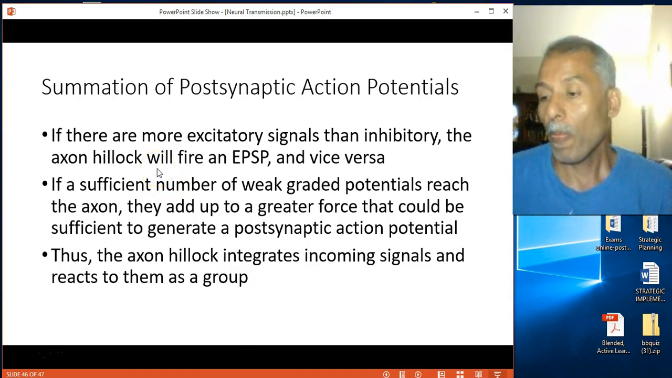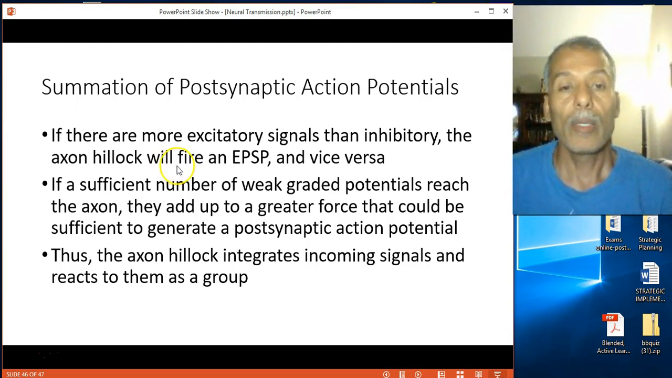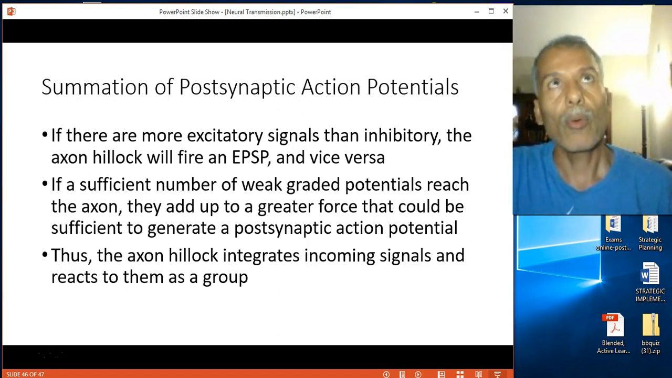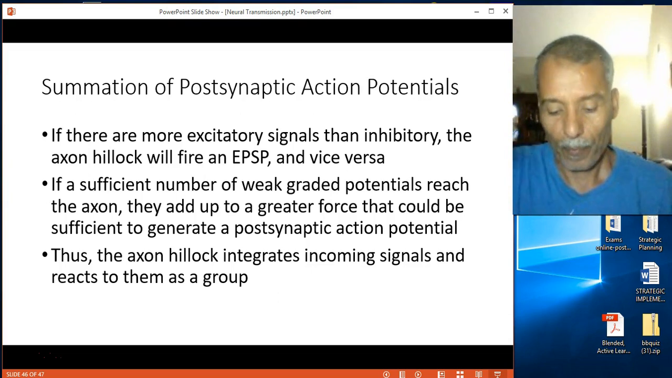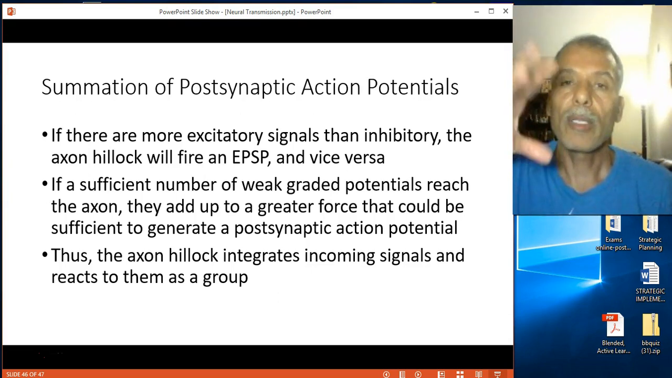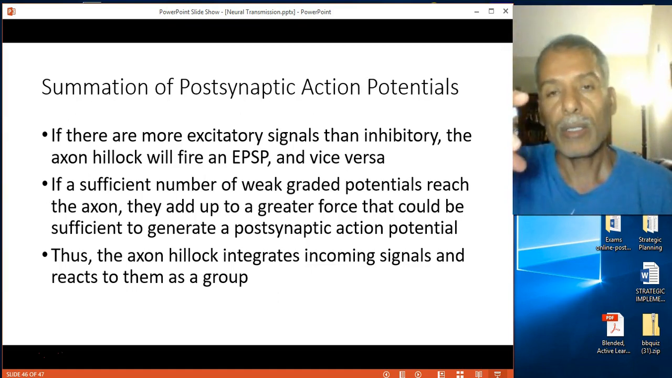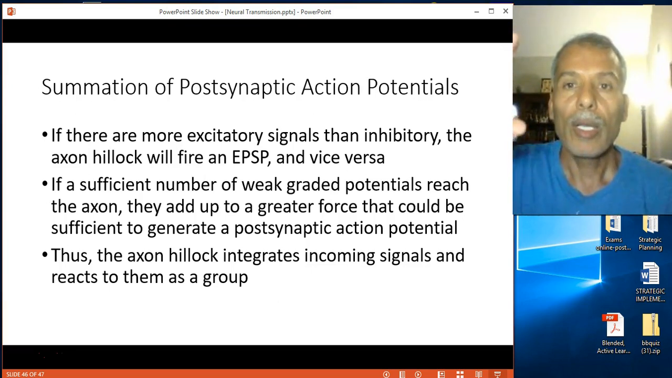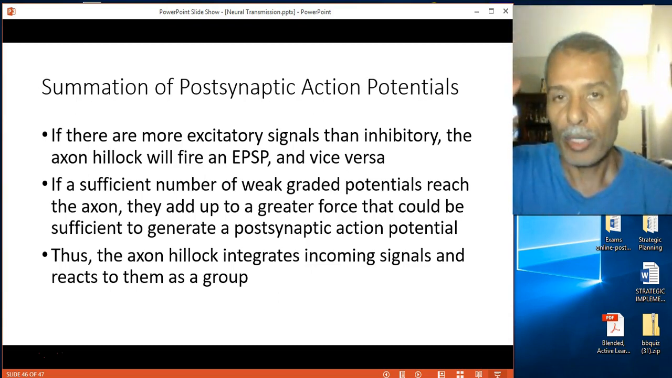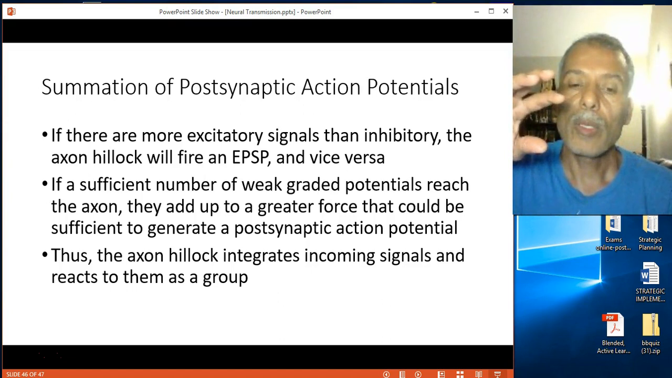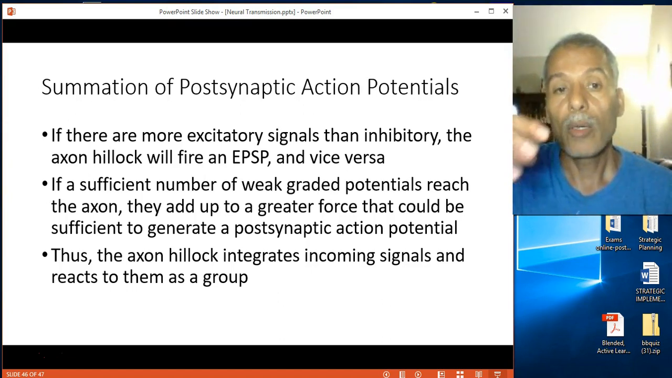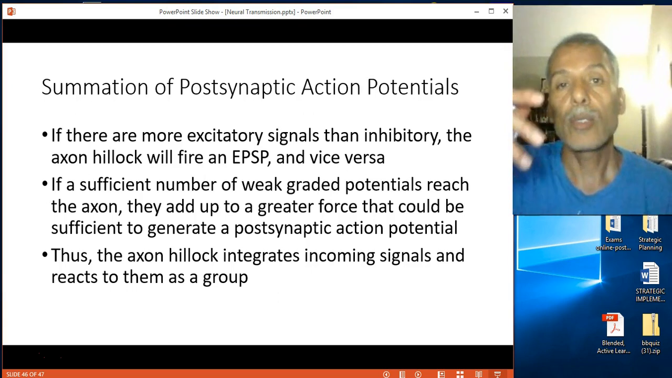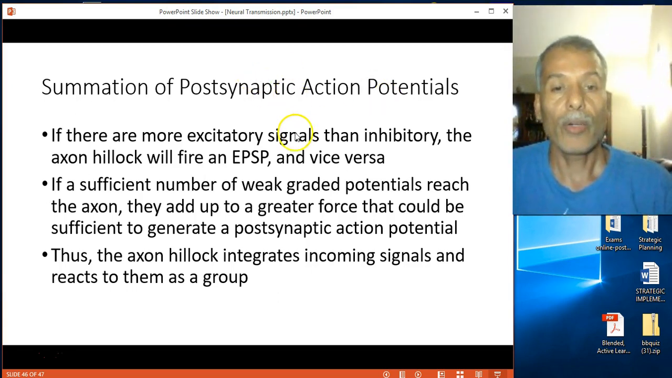In certain cases, inhibitory signals are coming in from the dendrites and the cell body, and excitatory signals are coming in at the same time. So what will the axon hillock follow? It is the majority. The more inhibitory signals, the more likely that the axon hillock will produce the hyperpolarization, and the more excitatory signals, the more likely that it will produce an excitatory action potential.